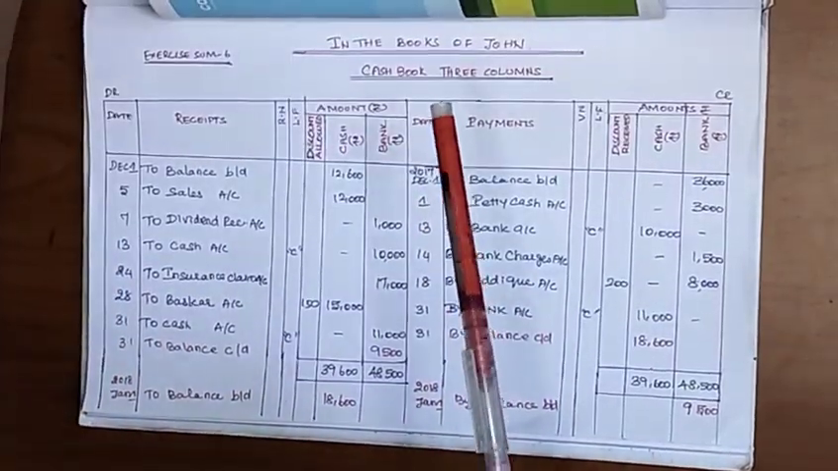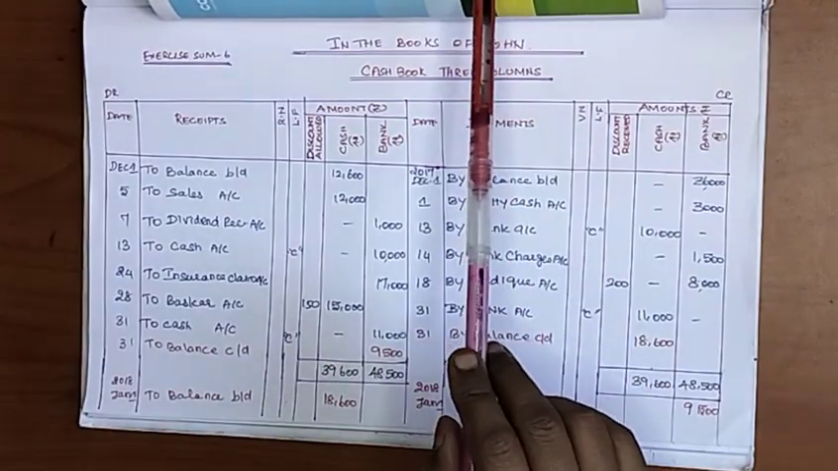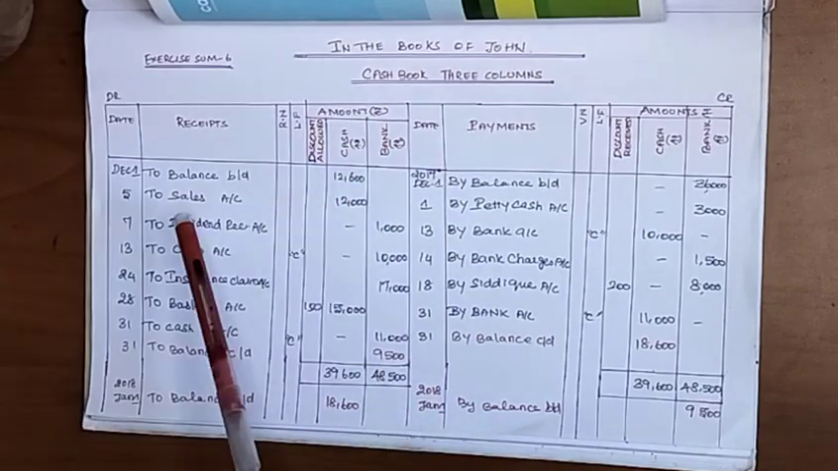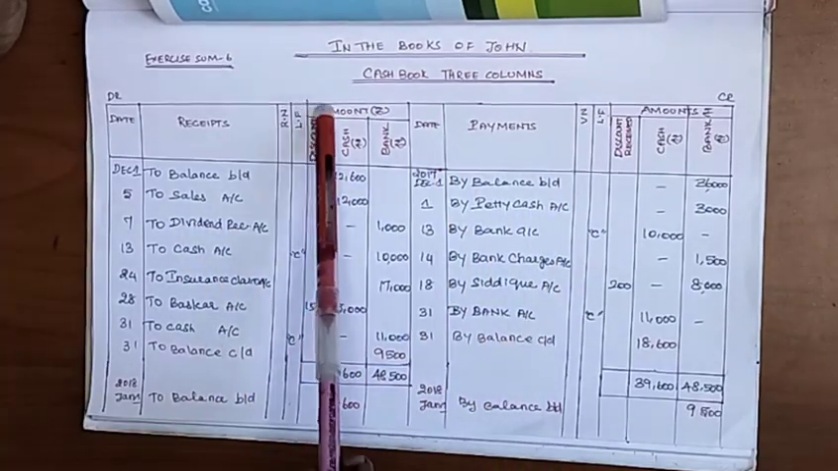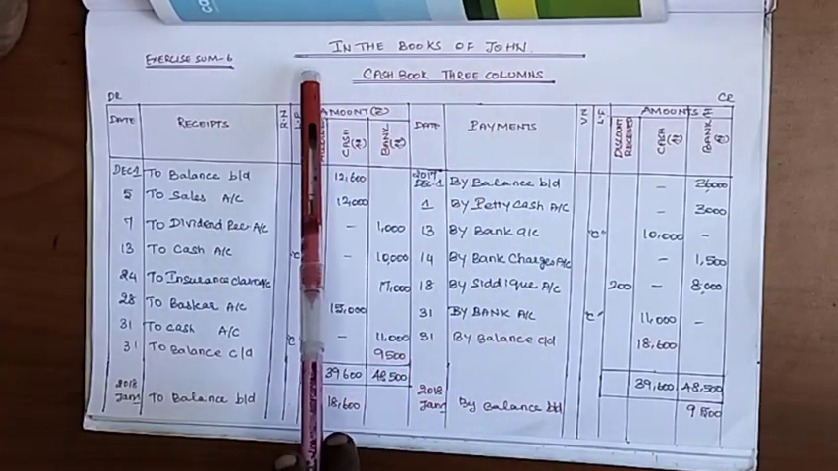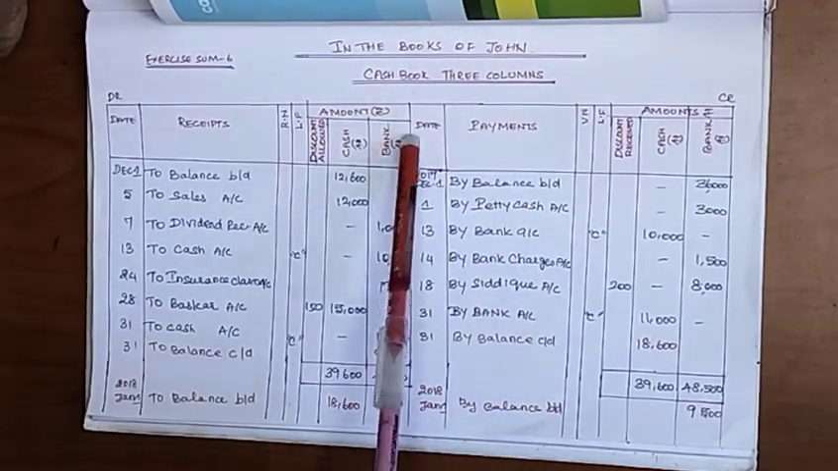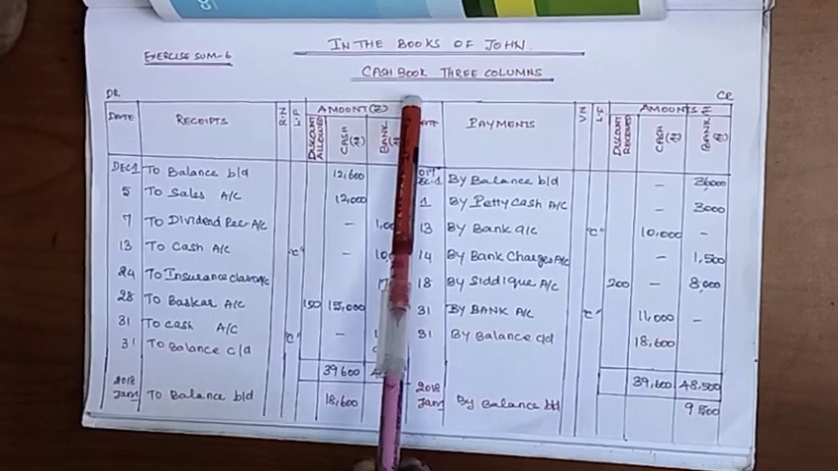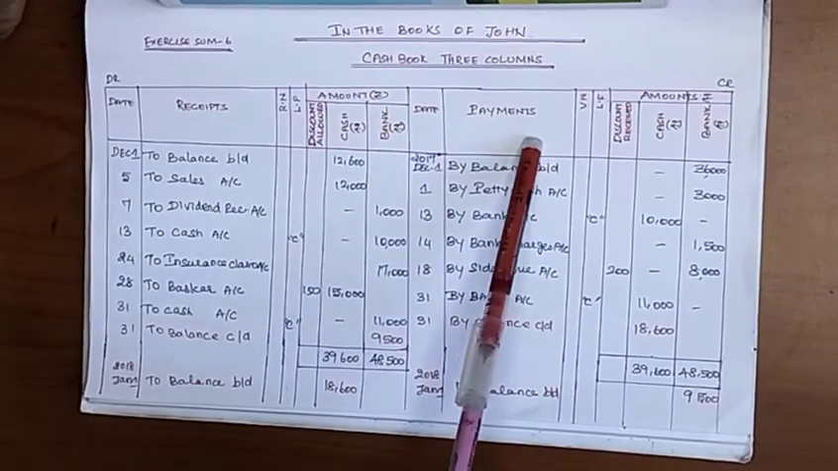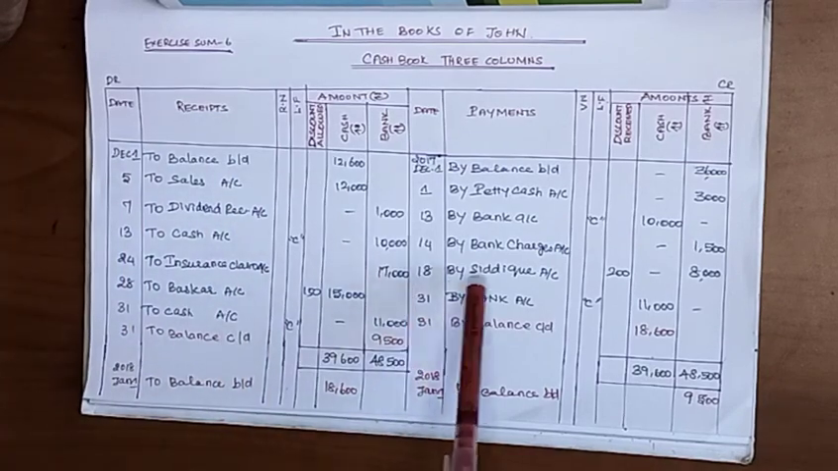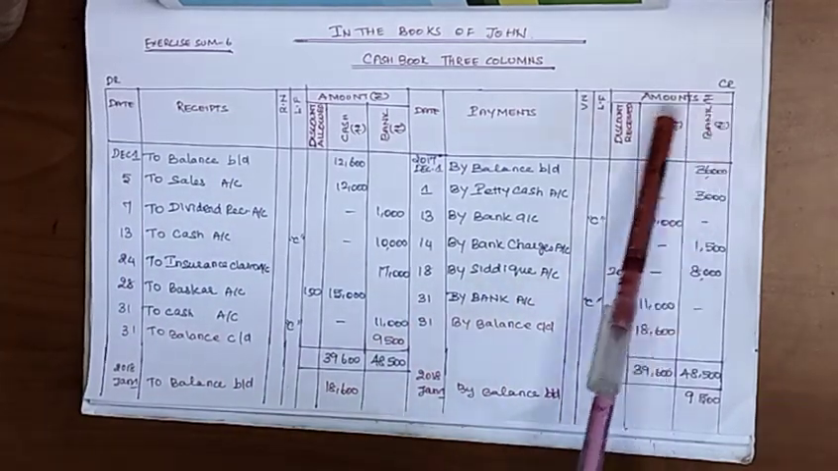Before we enter the given transactions into the cash book, we need to know the title of the cash book and the format of the 3-column cash book. In the books of John, the title is "In the books of John, Cash Book with 3 columns." The 3-column cash book format is divided into 2 parts: the left-hand debit side we call debtor, and the right-hand credit side we call creditor.